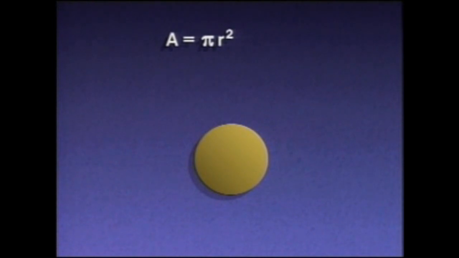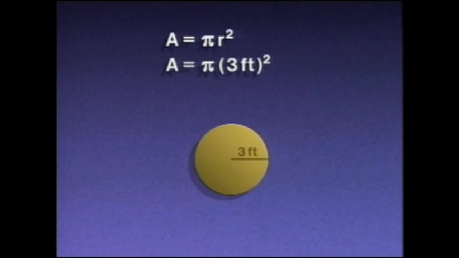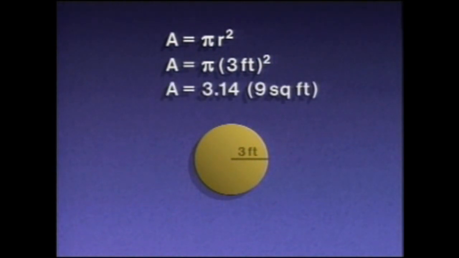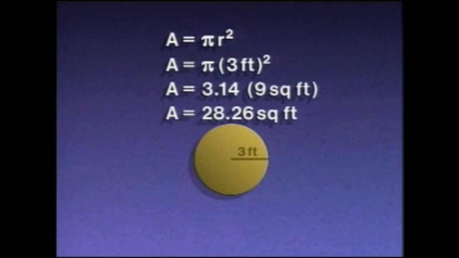The formula we'll use is area A equals pi times the radius, r, squared. Pi is a symbol for a constant value that is approximately equal to 3.14. The radius of a circle is the distance from the center of the circle to the edge of the circle. If a circle has a radius of 3 feet, its area is pi times 3 feet squared, or 3.14 times 9 square feet. So the area of this circle is 28.26 square feet.